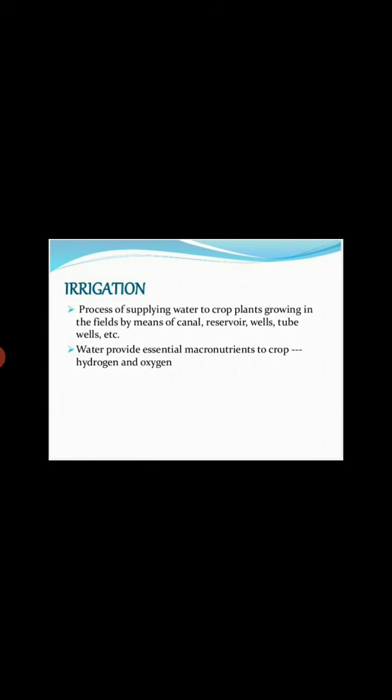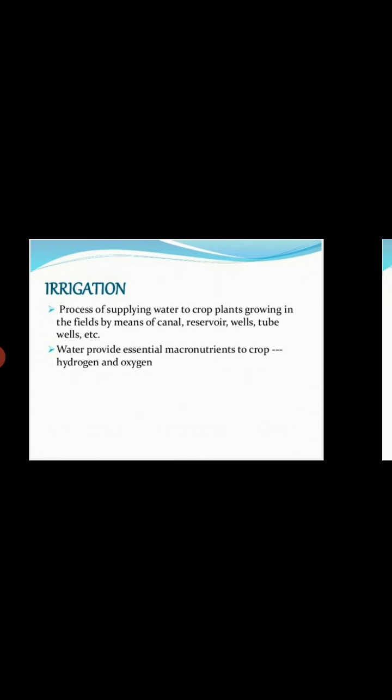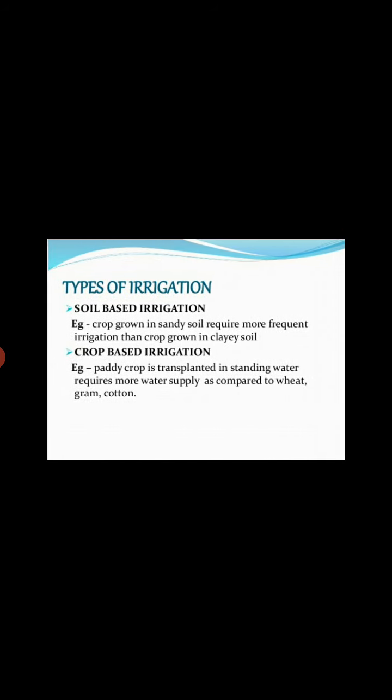Irrigation is the process of supplying water to crop plants growing in the fields by means of canals, reservoirs, wells, etc. Water provides the essential macronutrients to the crop, hydrogen and oxygen. Types of irrigation: soil-based irrigation and crop-based irrigation. Example: a crop grown in sandy soil requires more frequent irrigation than a crop grown in clayey soil. That is based on soil.